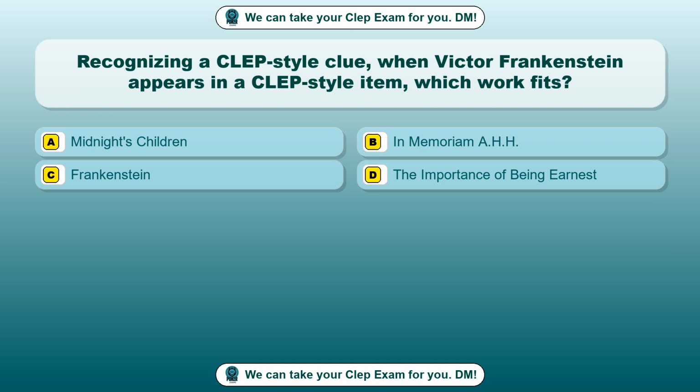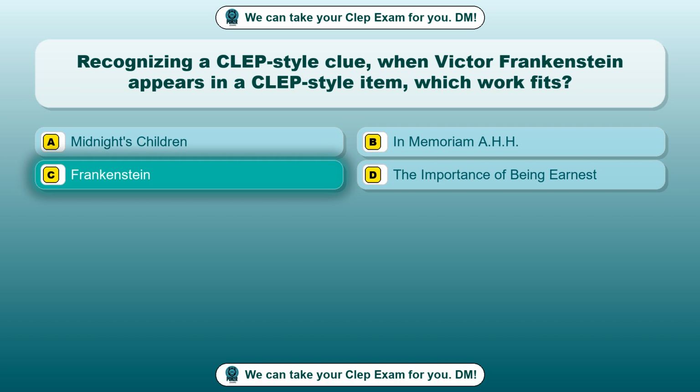Question 36. Recognizing a CLEP-style clue. When Victor Frankenstein appears in a CLEP-style item, which work fits? Option A, Midnight's Children. Option B, In Memoriam A.H.H. Option C, Frankenstein. Option D, The Importance of Being Earnest. The correct answer is option C.